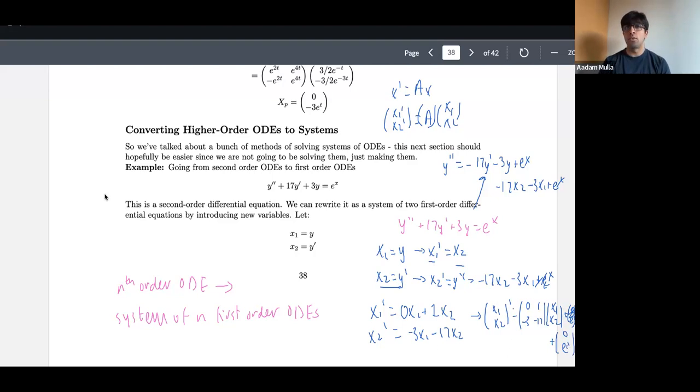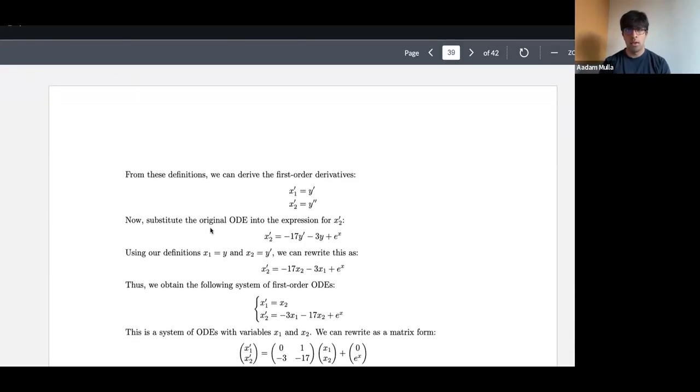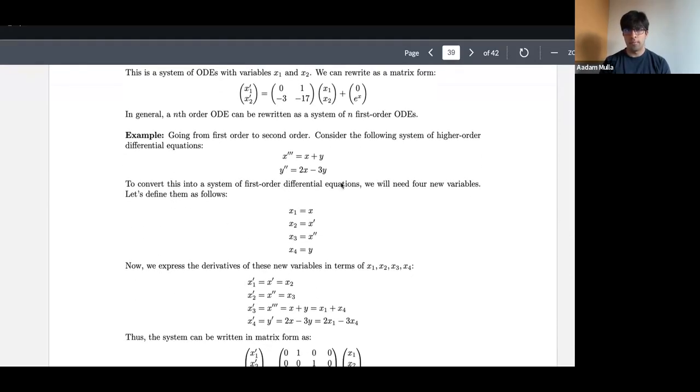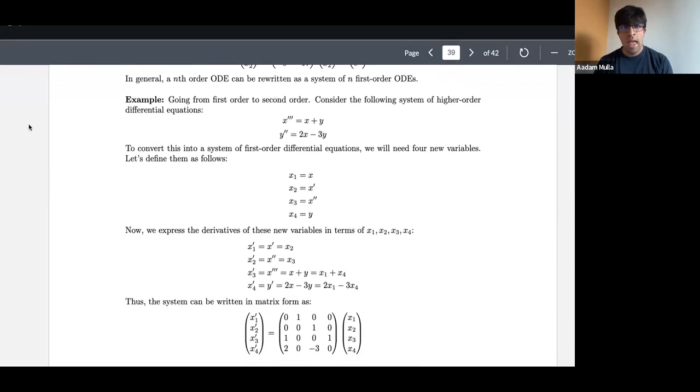Let's do a quick example before we run out of time. Another example, a harder example. Okay, here, let's do this one. This is number 5.